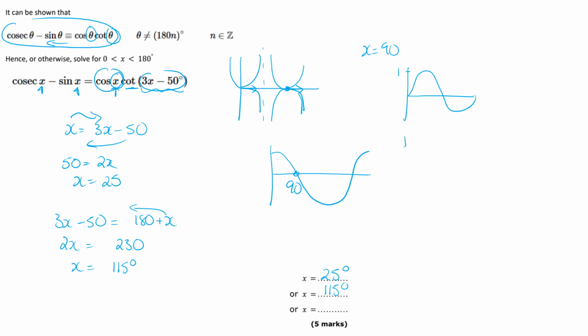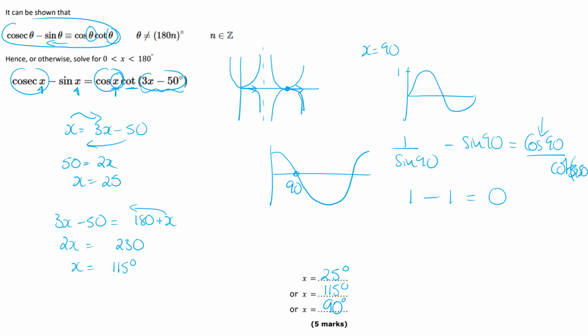So if we do 1 over sine 90, looking at the cosec, minus sine 90 is equal to cos 90 cot of, it doesn't really matter, we can do the 3x minus 50, but it's going to be 0 because we've got that cos 90 there. But on the left hand side, does that work? 1 over sine 90, which is 1 over 1, which is 1, minus sine 90, which is 1, does equal 0. So 90 degrees is our other solution.